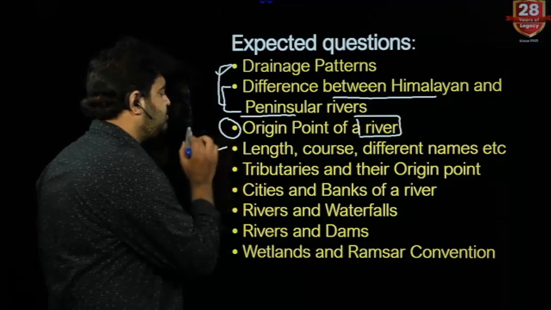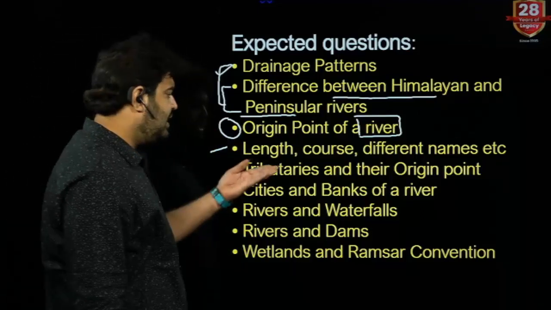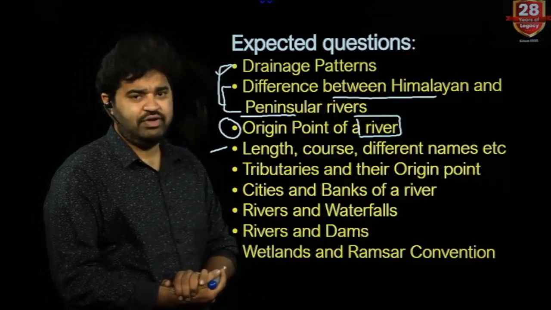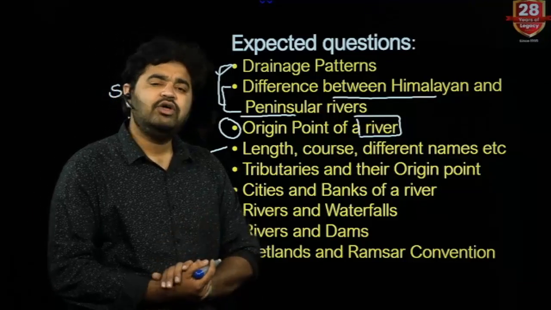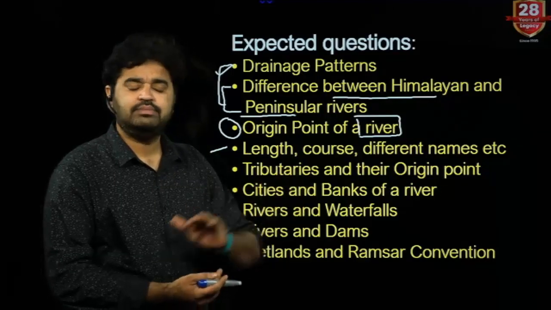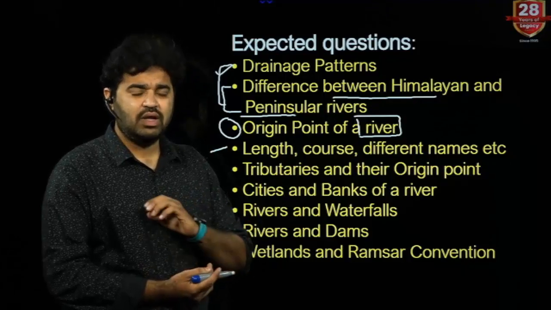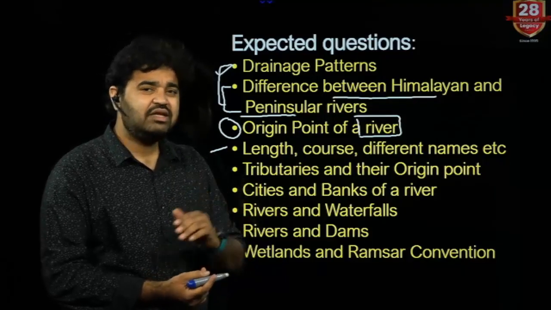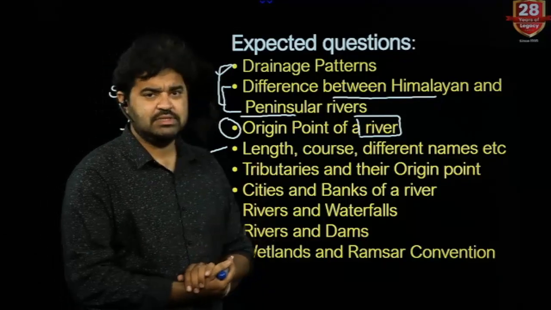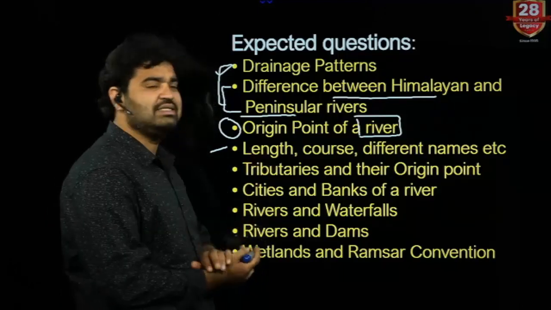Apart from the origin point, the next area we can expect in examinations is the length of a river. In very rare cases, we can expect the length of a river. Length of a river does not mean they may ask us to measure the river and depth. We can expect questions like which of the following rivers is the longest river, or arrange the rivers in order. That's it. We need not mug up the numbers. In the rarest of rare cases, they may ask us the length.